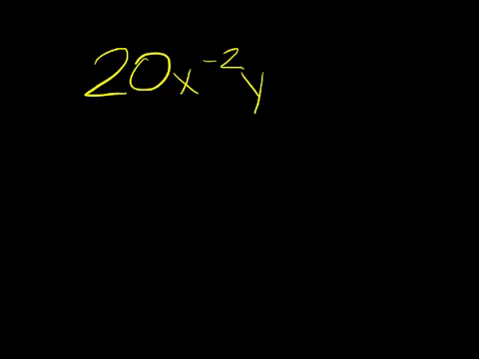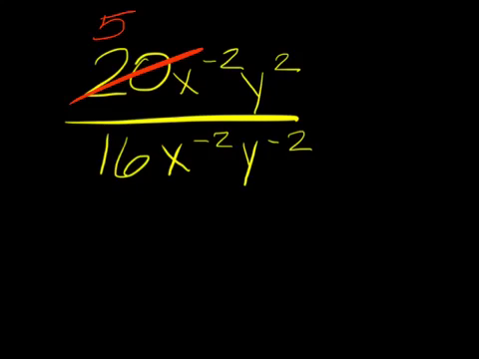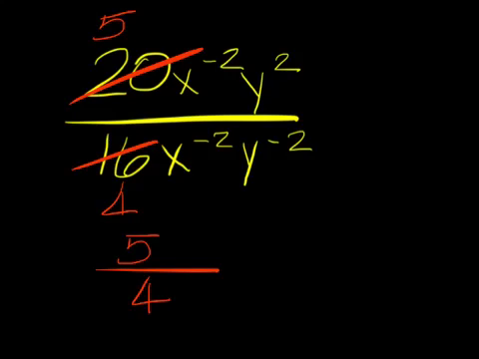Practice problem. 20 x to the negative second, y squared over 16 x to the negative second, y to the negative second. The solution for the practice. 4 goes into 20 5 times, and into 16 4 times. So you have 5 over 4 at the least.